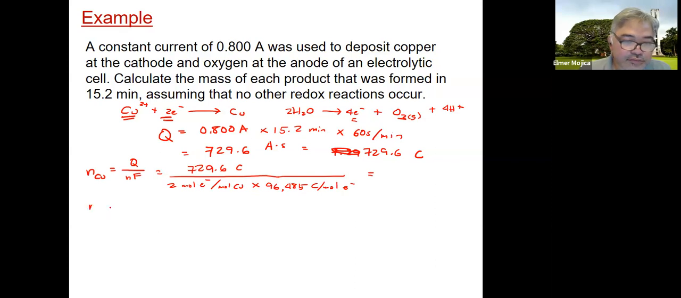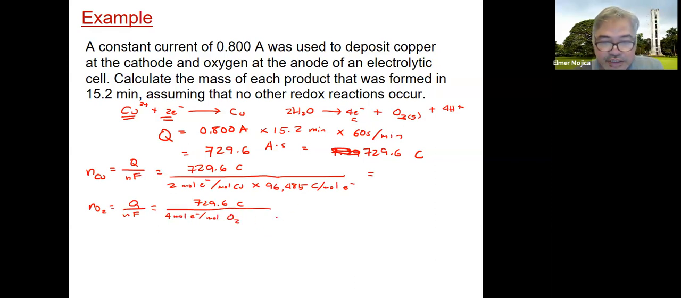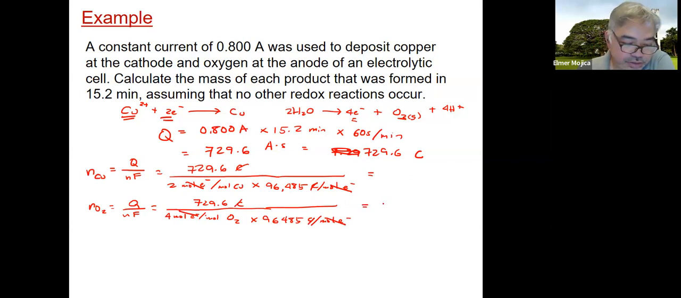And in terms of oxygen, Q over nF, so we still have 729.6 coulombs. But this time you have 4 moles of electrons for every mole of oxygen times the Faraday constant per mole of electrons. So we cancel what we can cancel: coulombs, coulombs, moles of electrons, moles of electrons. So you have here the moles of copper and the moles of oxygen. So what do we get?